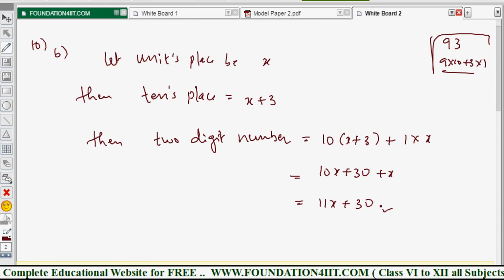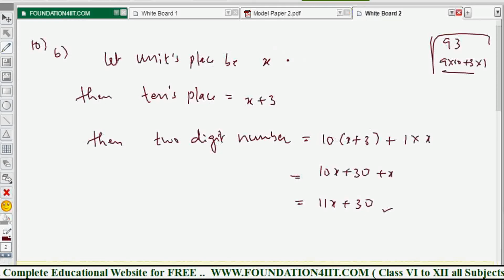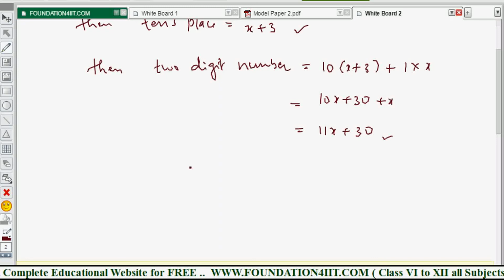Now according to the question, if you observe, the product of the digits is 40. So if you multiply both, you will get 40. The units place is x and the tens place is x plus 3, and their product is 40, according to the question. Then we can simplify this: x into x, x squared plus 3x minus 40 is equal to 0.